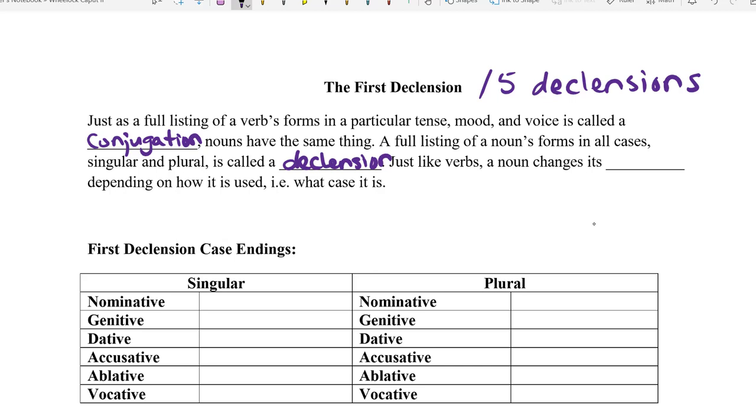Okay, so if I said decline a noun, that's what I'm going to say to do. I don't say conjugate a noun. You decline a noun, conjugate verbs. And the noun will change its ending based on how it is used. Okay. Now there are 5 different declensions. Each noun in Latin belongs to one of those 5.